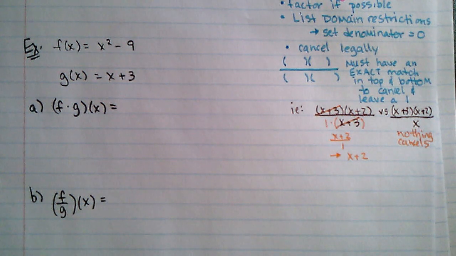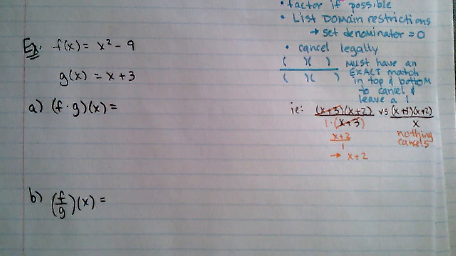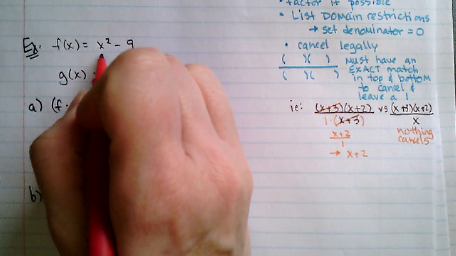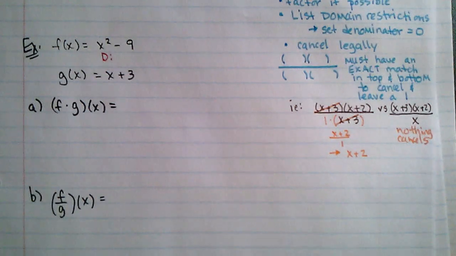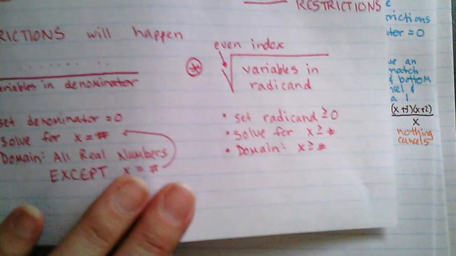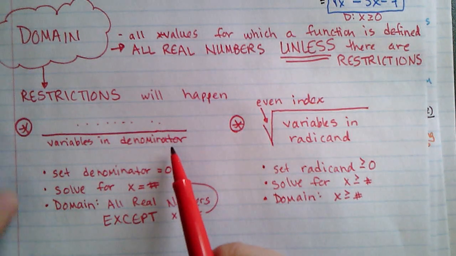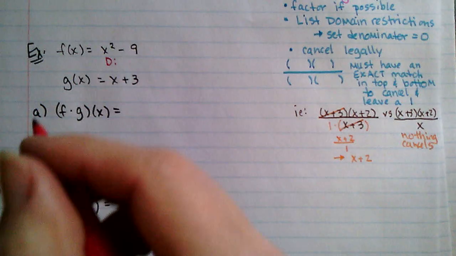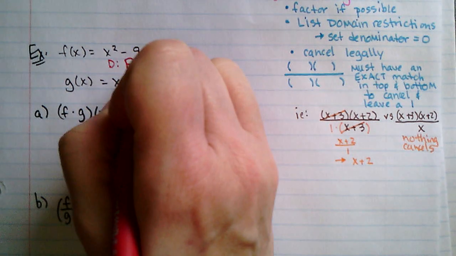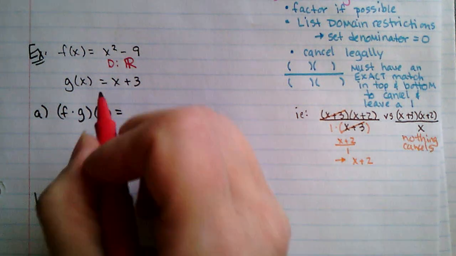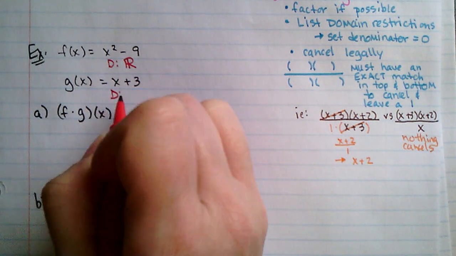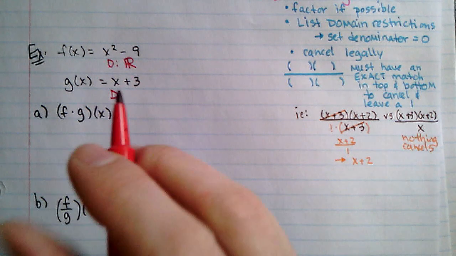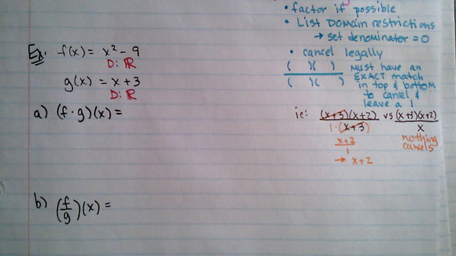We also want to look at the domains each time, because that's a good habit to get into for future problems. So domain. The domain for x squared minus 9. Remember, in domain, we only have restrictions if we have variables in the denominator or variables in the radicand. So looking at x squared minus 9, I have neither of those things. So my domain would be all real numbers. Similarly for g of x, no variables in the denominator, no even index radicands. So that would also be all real numbers.